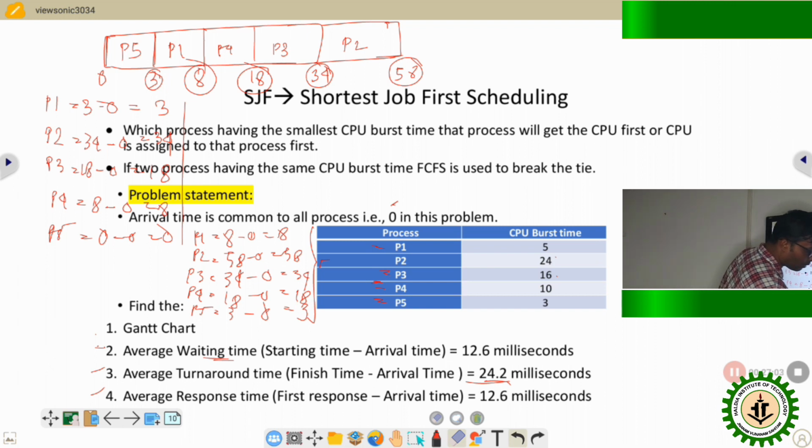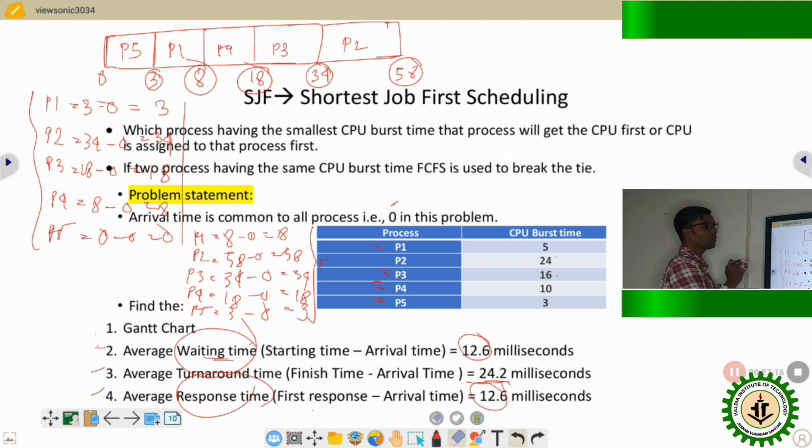And average response time is first response minus arrival. See that waiting time and the response time both are the same, 12.6 and 12.6, because the formula is almost the same. So both the results are the same in this way, 12.6. FCFS and SJF will produce the same result in average waiting time and average response time.